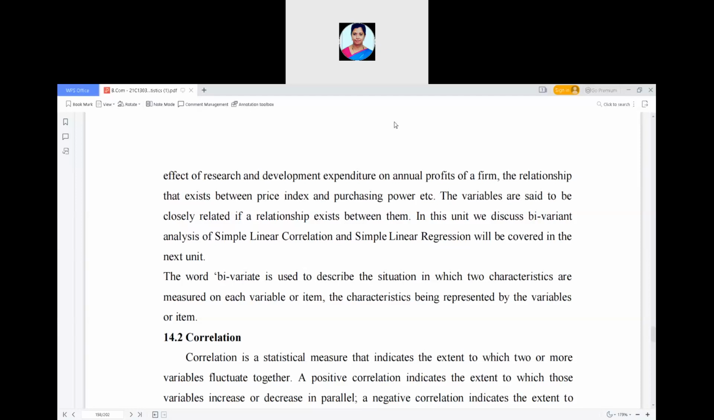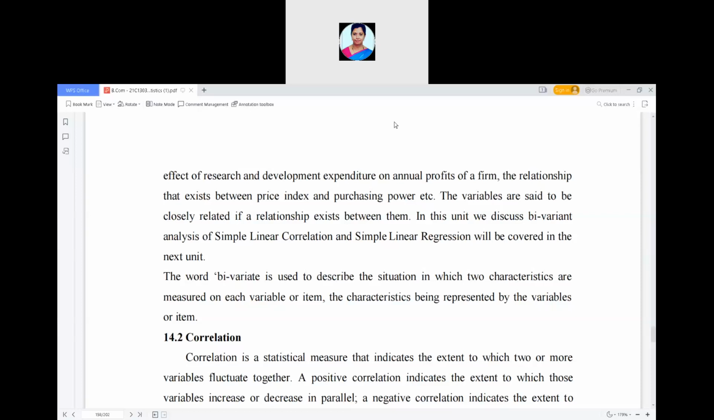In this unit, we discuss bivariate analysis of simple linear correlation, and simple linear regression will be covered in the next unit. The word bivariate is used to describe situations in which two characteristics are measured on each variable or item.